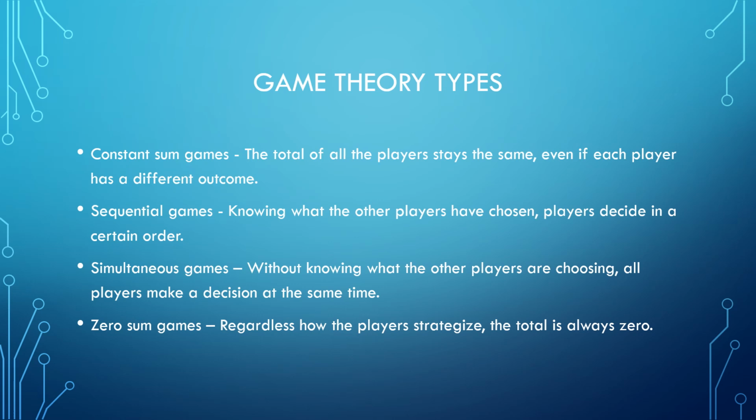Game theory types. There are multiple game theory types. One is constant sum games: the total of all the players stays the same, even if each player has a different outcome. Another, which we'll see an example of in a moment, is sequential games: knowing what the other players have chosen, players decide in a certain order. Simultaneous games: without knowing what the other players are choosing, all players make a decision at the same time. And zero-sum games: regardless of how the players strategize, the total is always zero.